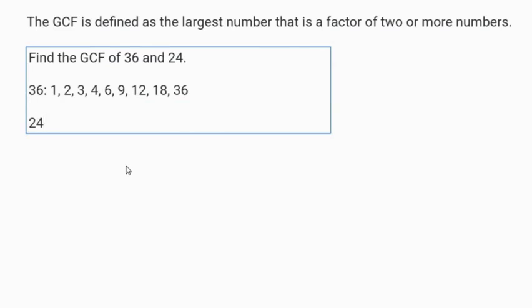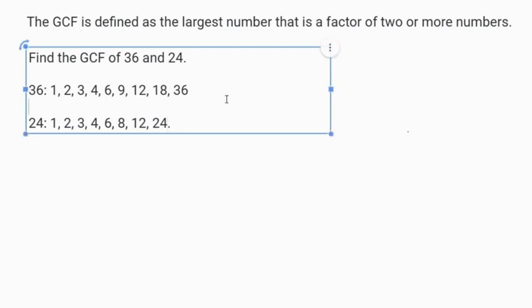Now we haven't done 24 yet, so we're going to have to do it like we did with the number 36. So 24, obviously we're going to have 1. I think 2 times 12 equals 24. 3 times 8 equals 24. And then 4 times 6 equals 24. 6 times 4 equals 24. 3 times 8, 12 times 2, and 24 times 1.